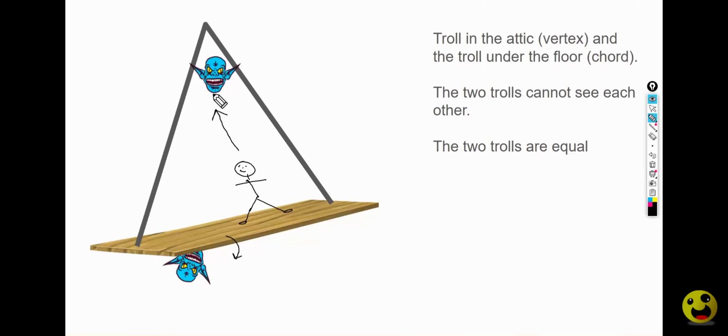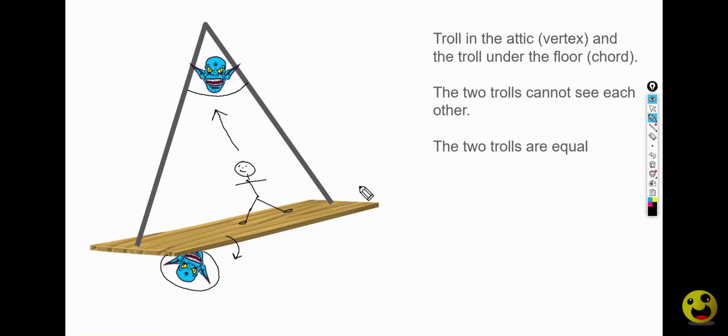There's a troll that lives in the vertex, the very corner or highest point of the attic. And in the basement, there's another troll, a kind of goblin troll, whatever he is. Now, you see the floor that the man is walking on? That's going to represent the chord of the circle. You remember what a chord of a circle is? If you have a circle, a chord is a straight line that goes across. This chord represents the floor the man is walking on.